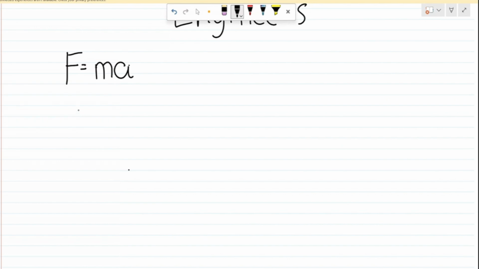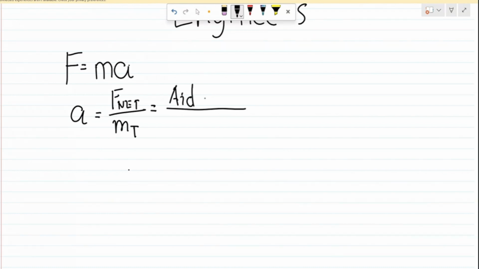Sir, alin nga po yon? So acceleration is simply equals to the net force over the mass total of the system. Sir, ano nga po yung ating net force? So net force guys, tatandaan nyo, this is the aiding force minus the opposing force over the mass total of the system.